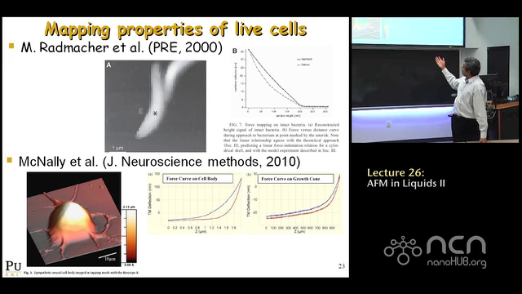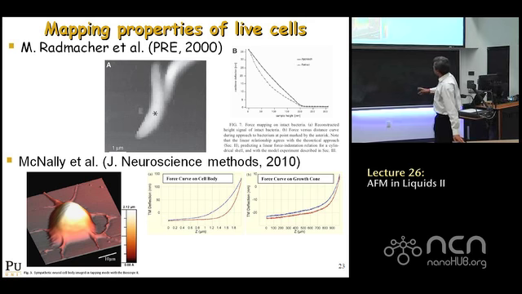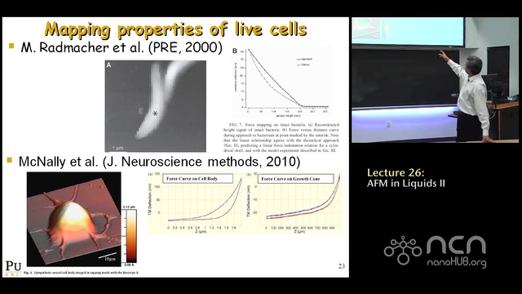This is an example of a nerve cell that Professor McNally at Purdue has been focusing on for a number of years now. And one of the key things I want to bring to your attention is that even in the analysis of force distance curves, force FZ curves, you can see, for example, that when you do FZ curves on different parts of this neuron, the FZ response, approach and retraction, is different depending on where you do it.